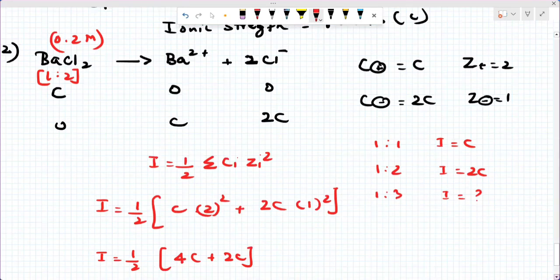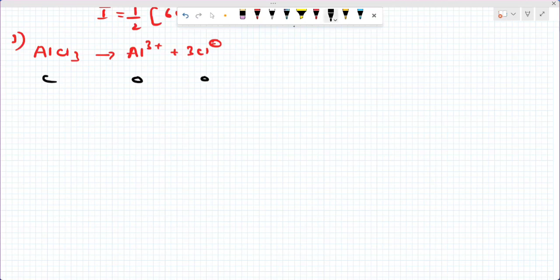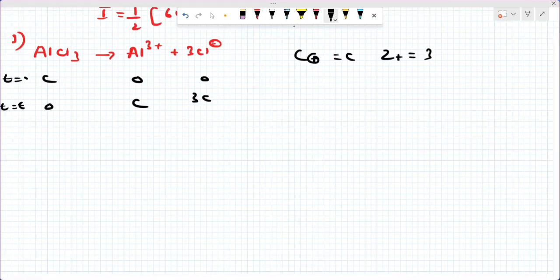Take AlCl3, the third question. AlCl3. Here we can see Al3 plus and 3Cl minus. Initially it is C, 0, 0. After time t, 0, C and 3C. The cation concentration is C, the charge on the cation is 3. The anion concentration is 3C, the charge is 1.